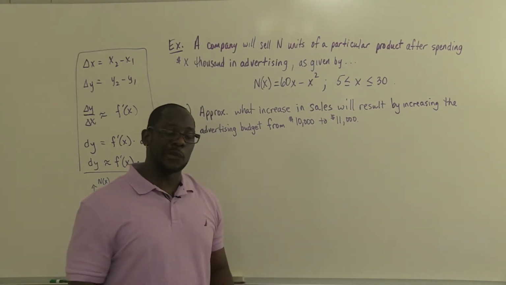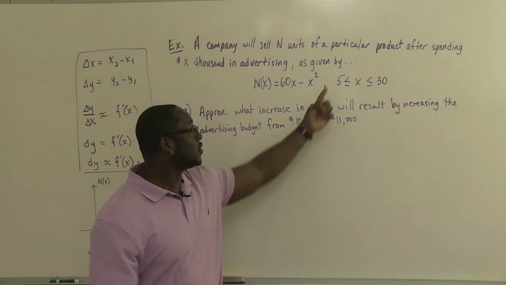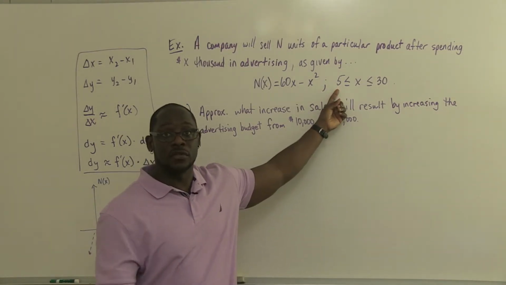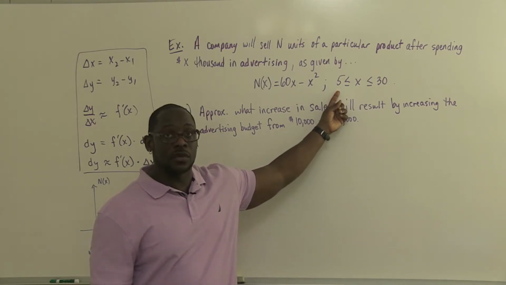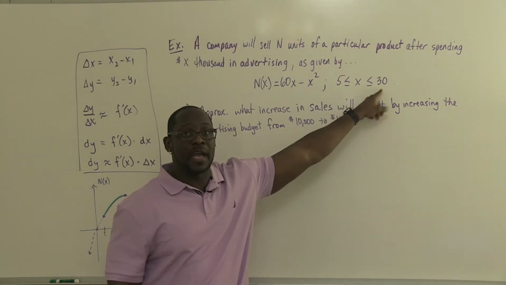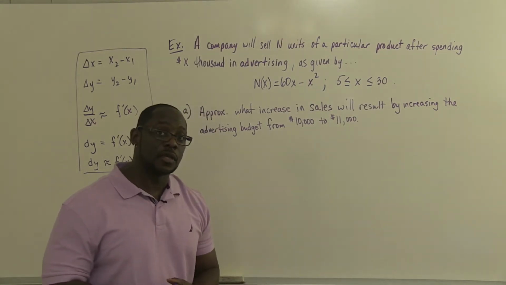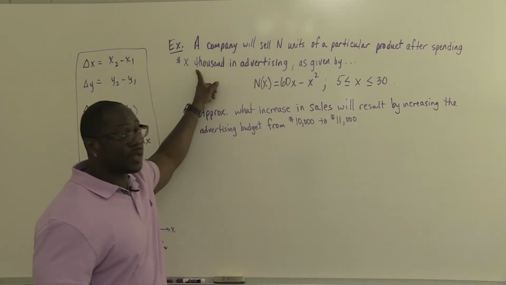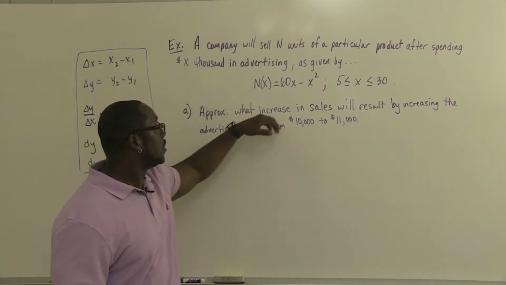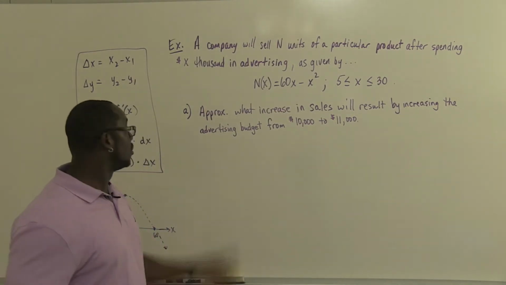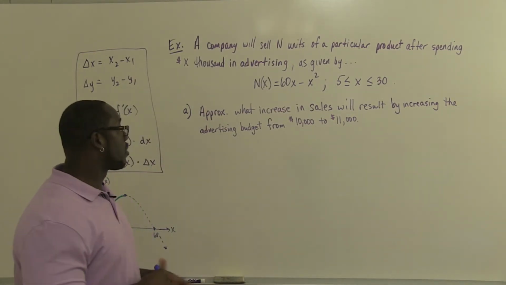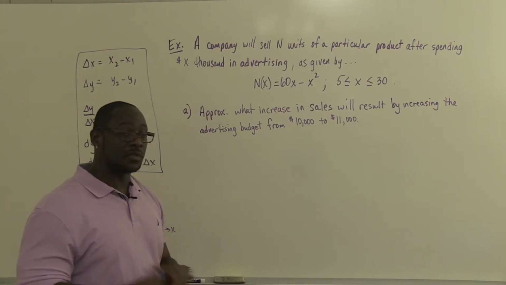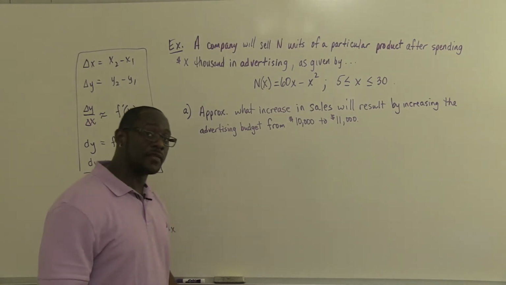So that may be their window as far as the minimum they have to spend in order to get any exposure, to have any sales change as a result of that. And of course, this may be their max budget for a particular time period. Okay, so we see that selling N units for a certain amount of thousands of dollars spent in advertising characterized to be this function. And the first thing that we want to do is approximate what increase in sales will result by increasing the advertising budget from $10,000 to $11,000.